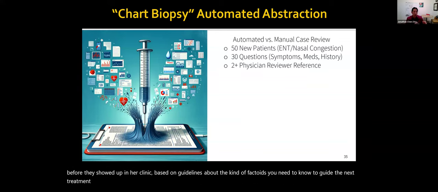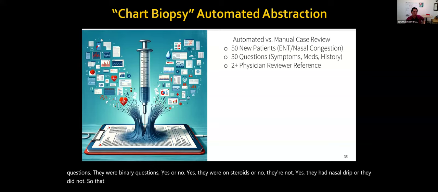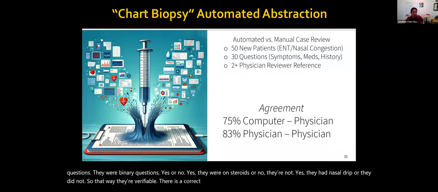plan. And then we had two doctors per case manually review, read the patient's chart, and answer each of these questions. And they were binary questions, yes or no. Yes, they were on steroids, or no, they're not. Yes, they had nasal drip, or they did not. So that way they're verifiable. There is a correct answer you can converge on.